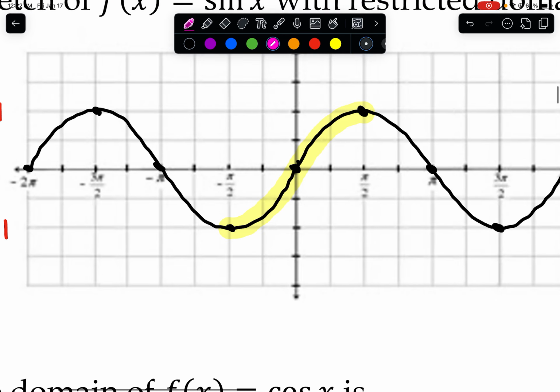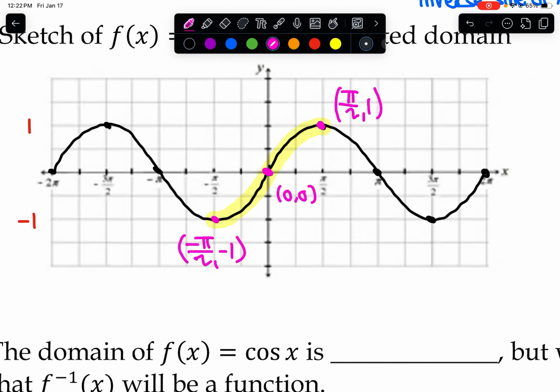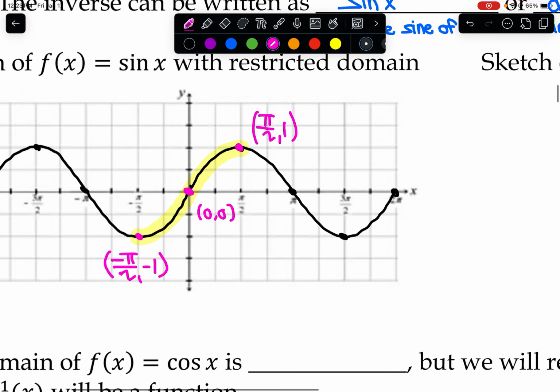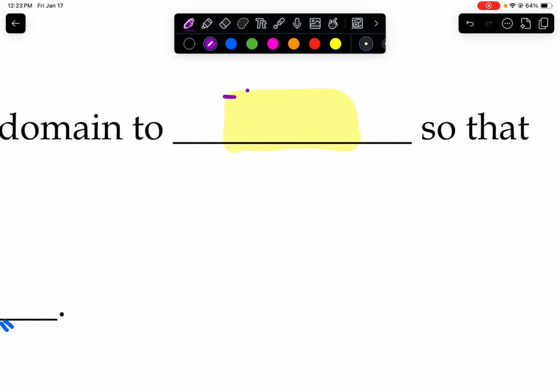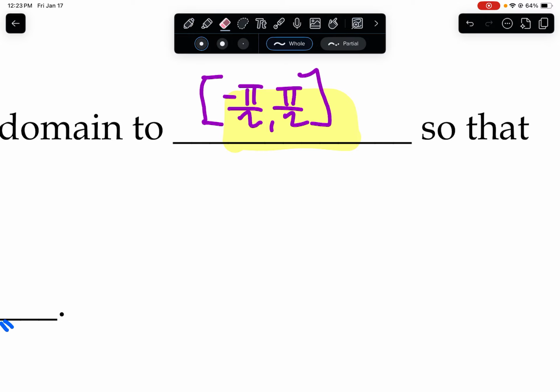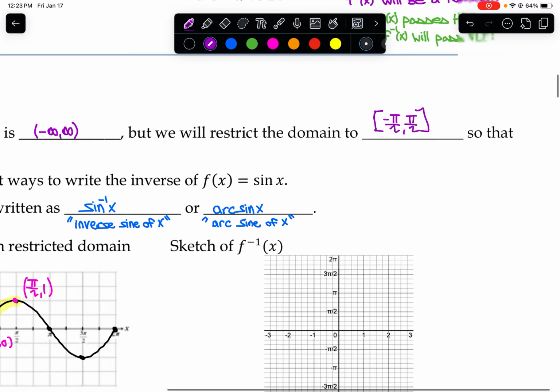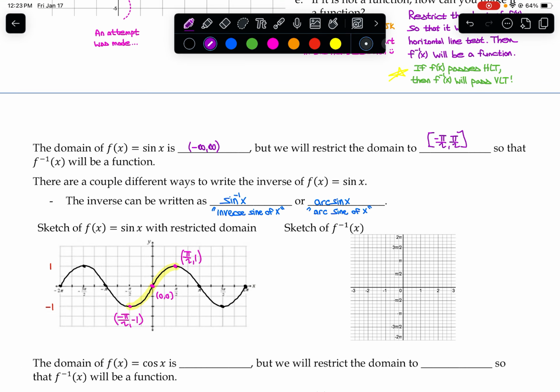So the points I'm going to take for the inverse are negative pi over 2 comma negative 1. Then I'm going to take 0 comma 0, which is this point here. And then we're going to take this high point up here, which would be pi over 2 comma 1. So that tells me I'm going to restrict my domain to negative pi over 2 to positive pi over 2. And because I'm including those values in my interval, I'm going to put brackets on these instead of parentheses. I would only put parentheses if we had asymptotes or any sort of discontinuities.